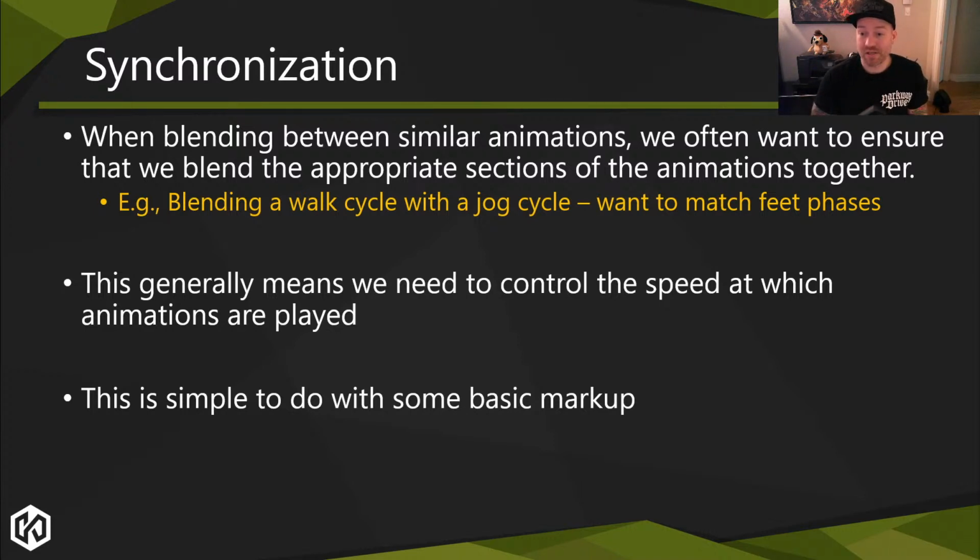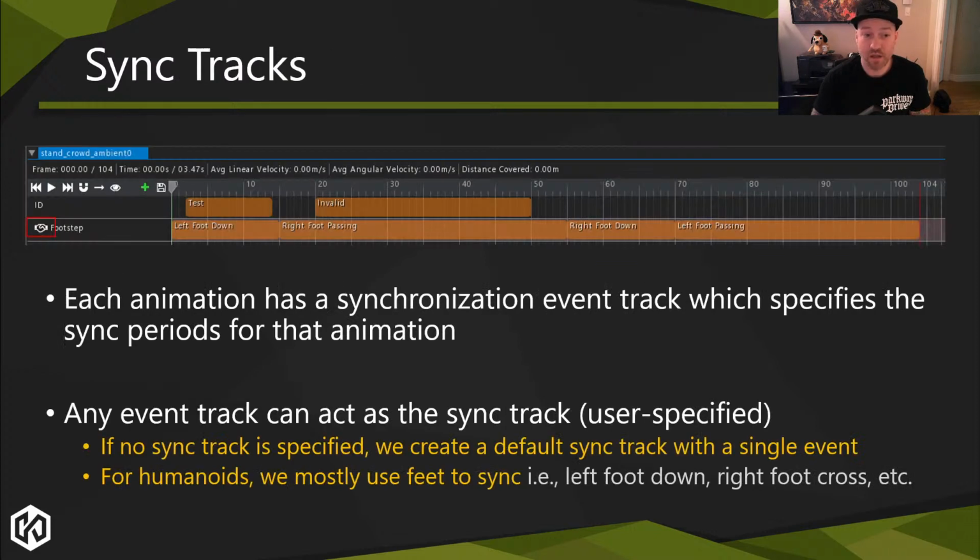So basically all this is you controlling the time and the speed at which the animations are played and that's it. And this is really, really simple to do with some basic markups. So let's say we author a footstep. So we say, okay, I want to mark up my different phases in the animation. I have a left foot down, right foot passing, right foot down, left foot passing. Cool. I can then basically right click on that track and say, hey, make this the sync track.